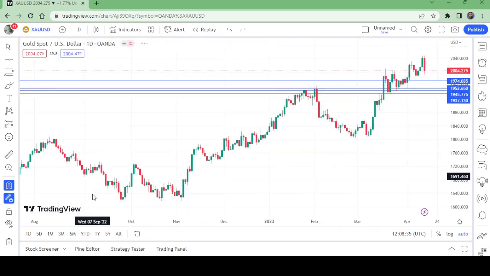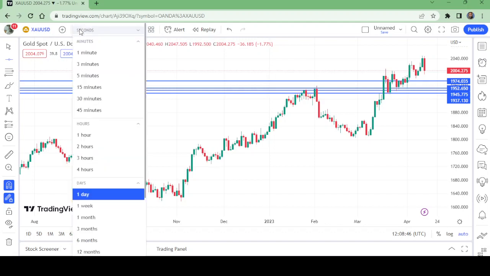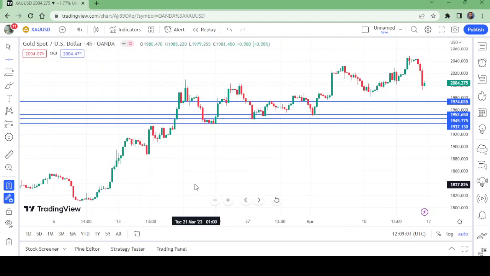And on the daily time frame, watch here. Now gold is expected to retest this level of 1974. How and why do I think so? Watch, when gold broke this level to the upward, the previous high, then how it came down to retest different levels. That we can watch on the 4-hour time frames.